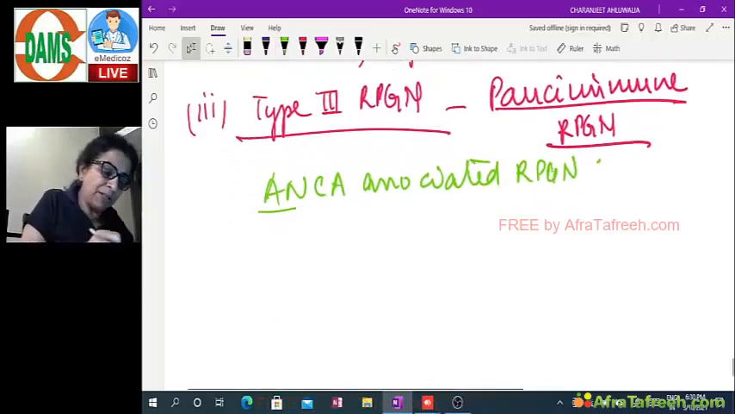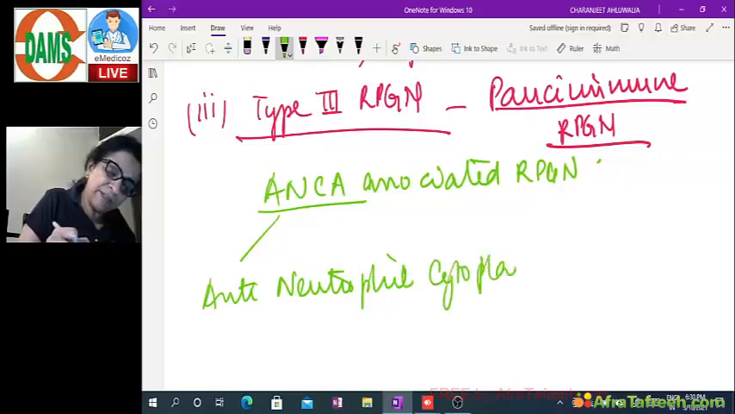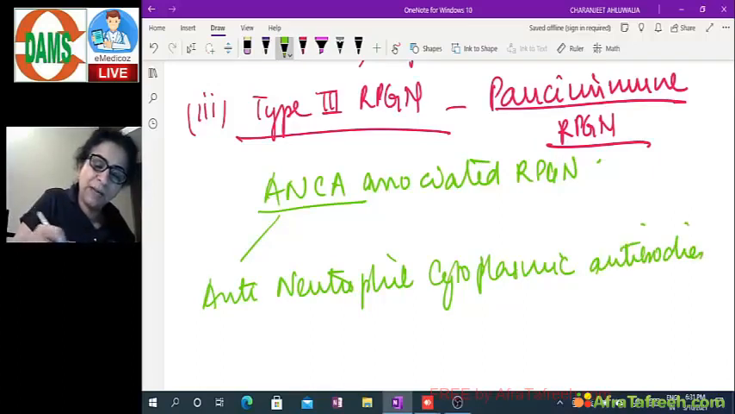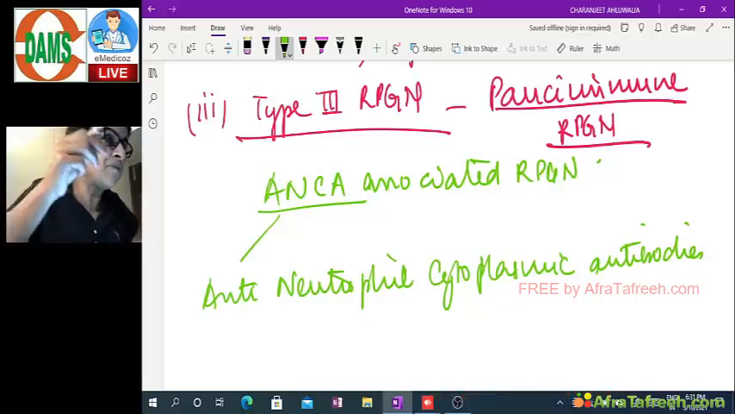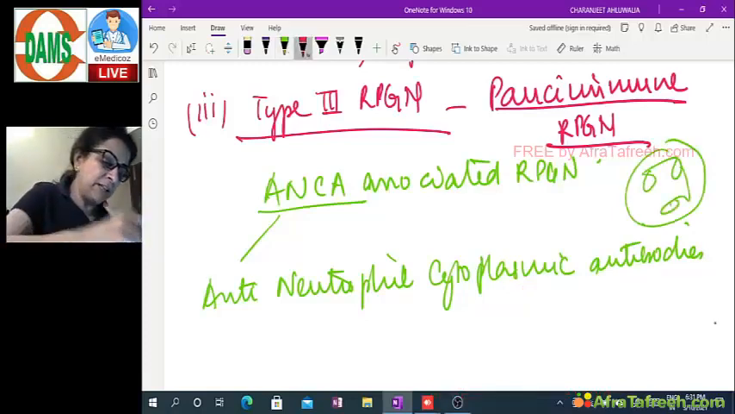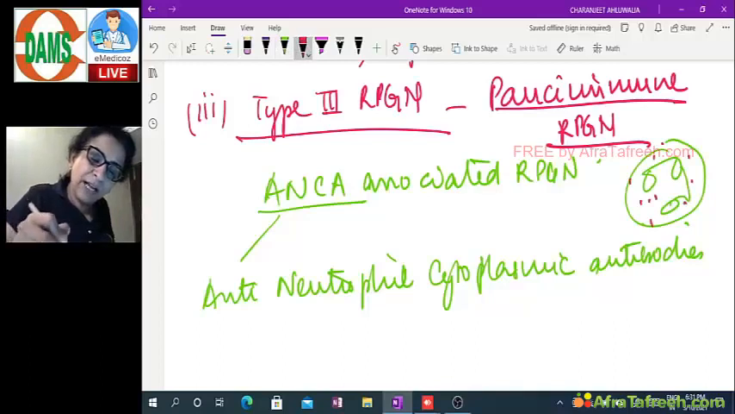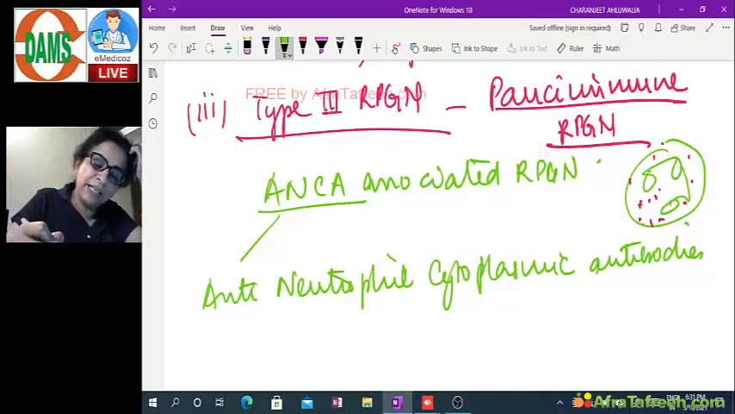Now what do you mean by the term ANCA? ANCA stands for anti-neutrophil cytoplasmic antibodies. That means antibodies against the enzymes found in the neutrophils. If this is a neutrophil, this is the nucleus of the neutrophil. In the neutrophil you have these granules. Neutrophils are WBCs which have granules. In their granules they have enzymes. So ANCAs are antibodies against the enzymes found in these granules.